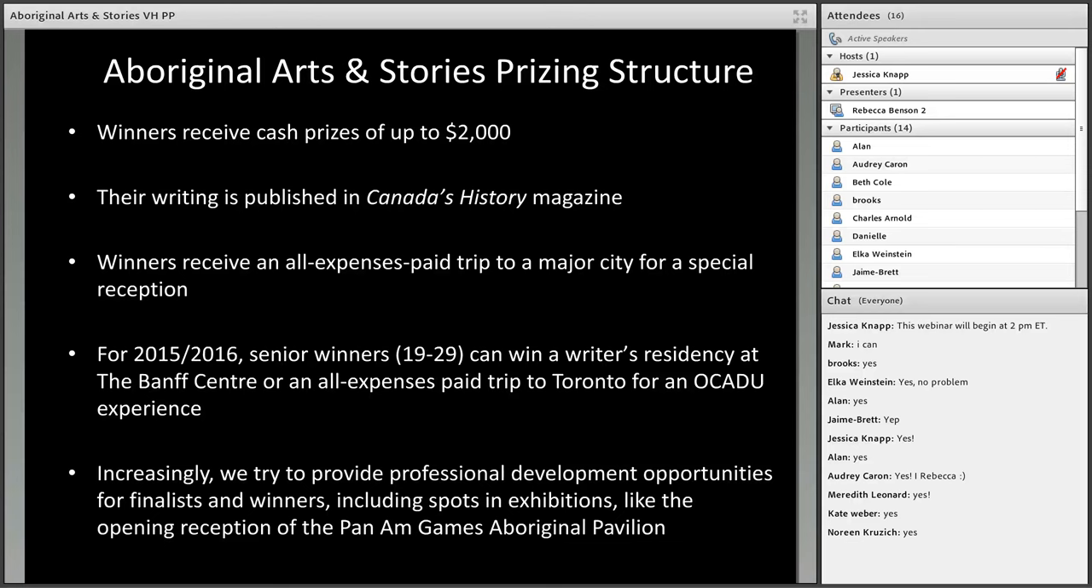We also try to include the art of our finalists in exhibitions. It was really, really special last June, when we participated in the opening reception of the Pan Am Games Aboriginal Pavilion. Indigenous leaders from all over the country got to see the art of our finalists. Every year we have an exhibition with OKT Law Firm, which is an Indigenous focused law firm. That's really special because that law firm has a world-class art collection and it's full of people who work really hard for Indigenous rights. It's great because our finalists' art is up on the walls for them to see every day. There have even been cases where the lawyers will buy the art. That's something the winners get to put on their resume, that they get to participate in these exhibitions and that their work has been sold. So we really love that.